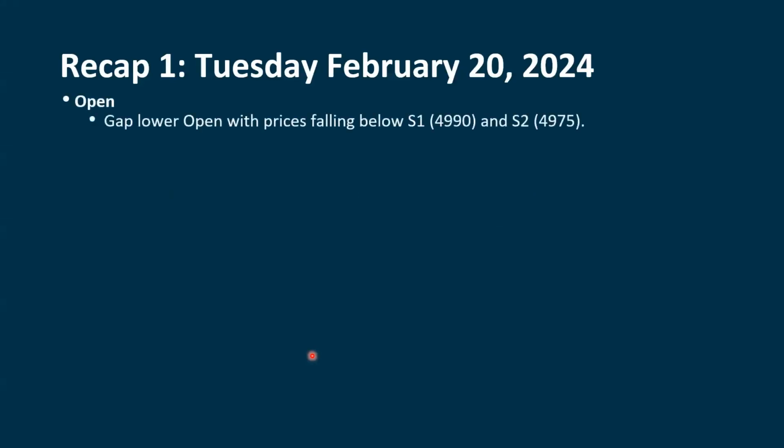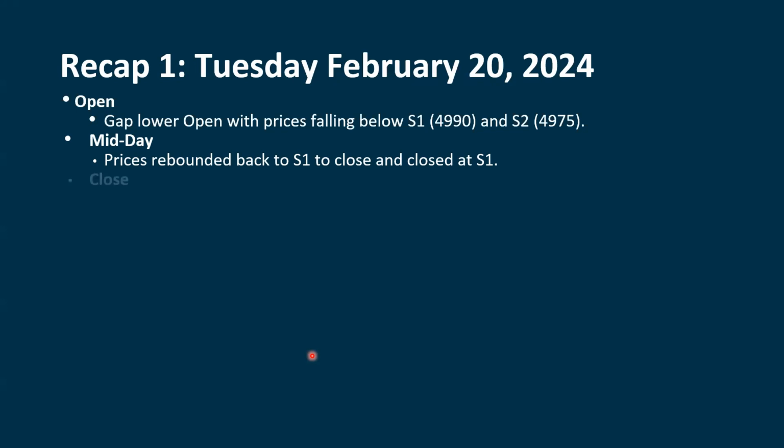Right at the open, we had a gap lower open. The futures were not all that active with the holiday session, but then as things started to roll over into Tuesday, we did see some weakness in the futures that carried over into the open. So we had a gap lower open. We fell down below S1. Now we're below 5,000. So we came down to 49.90. We also went down to S2 at 49.75. We did try to rebound back up to S1, but then we went into the close by closing at about S1. So there was a little bit of choppiness later in the day.